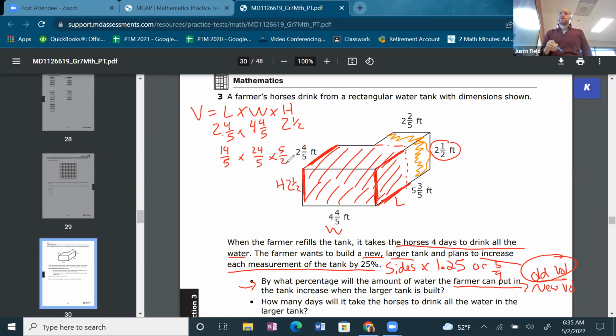And we're multiplying fractions, so we don't need common denominators. But I'm going to multiply 14 times 24 times 5, and I get 1680. And then 5 times 5 is 25, times 2 is 50. I'll reduce that, 168 over 5. So halfway through finding my old volume. Now I need my length, width, and the height.